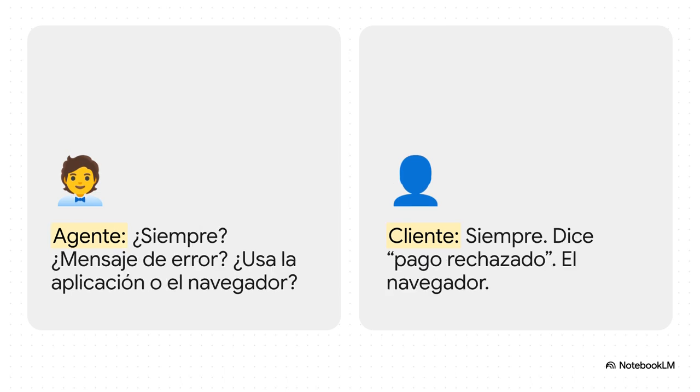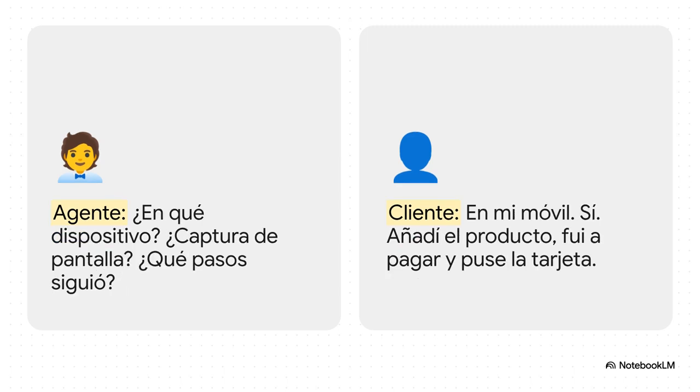And now the agent starts digging deeper. See that? They ask about the error message and where it's happening, the app or the browser. Those simple questions pull out 2 crucial details. The payment is always rejected, and it's happening in the browser. The agent keeps narrowing it down. They ask about the device, then ask for that all-important screenshot and the steps the customer took. With just a few questions, the agent now knows pretty much the whole story.